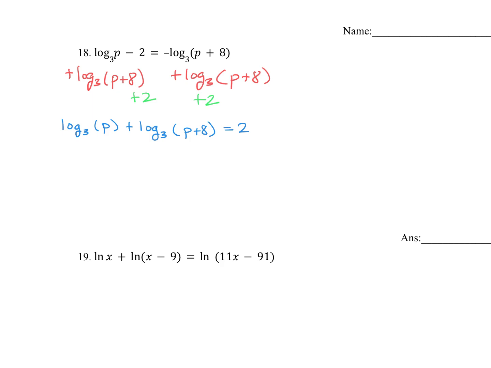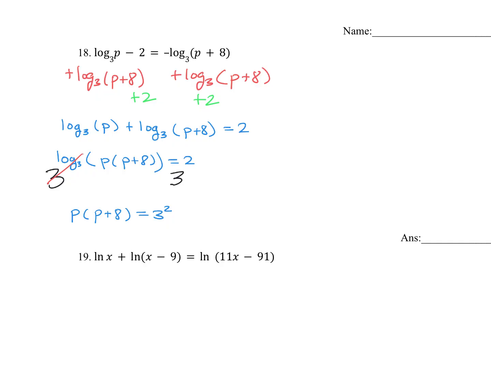All right, so next thing to do is, again, use those properties. I'm going to rewrite this as the log of a single quantity. Addition becomes multiplication. So this is going to be log base 3 of p times p plus 8 equals 2. And now that I have a single logarithm, I can apply the inverse function, which is the exponential function. So I'm going to put big old 3's on both sides. And again, on the left, those are inverses. They're canceling out. So I have p times p plus 8 equals 3 squared.